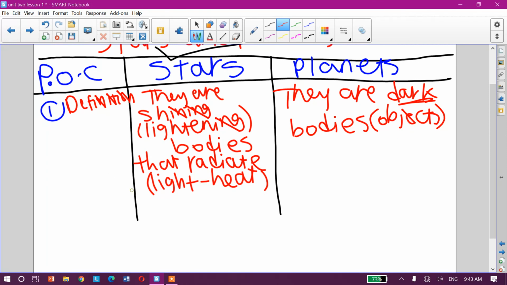And in your booklet, page 24, complete question, you will answer number 1, number 2, number 3, number 4, number 5, and number 6. All right, don't forget to compare between planets and stars and the planets and moons.